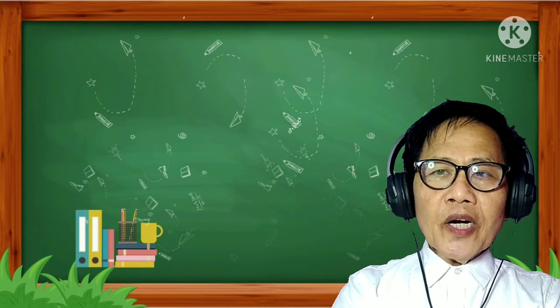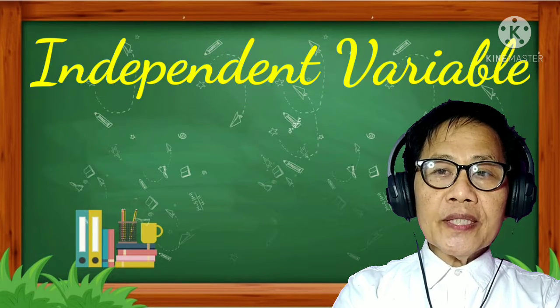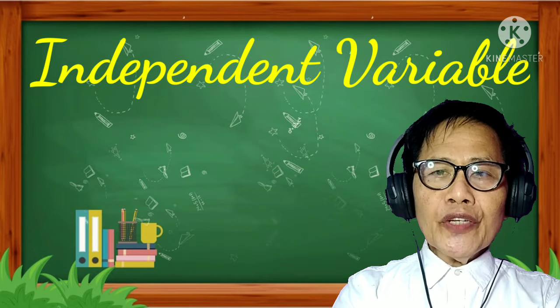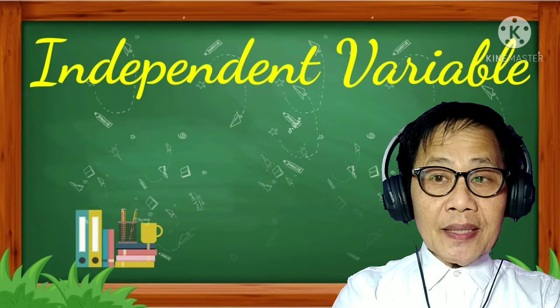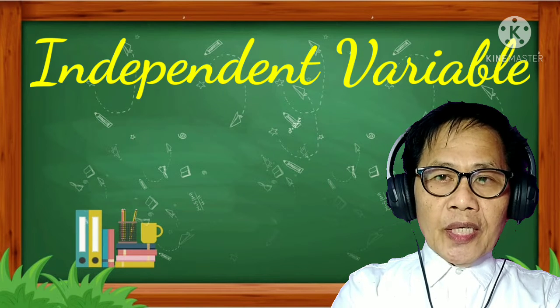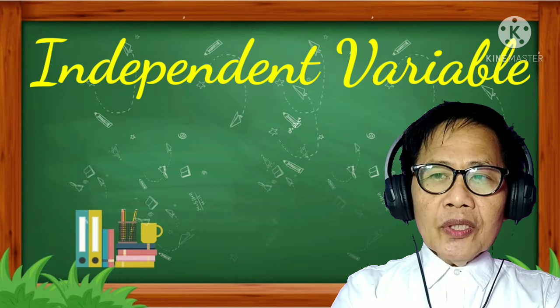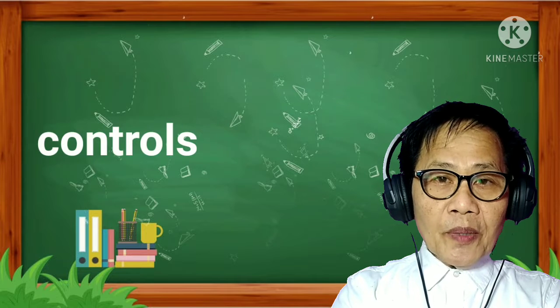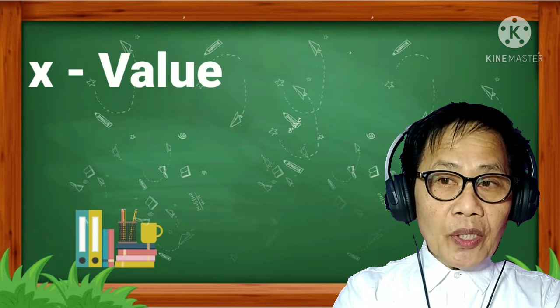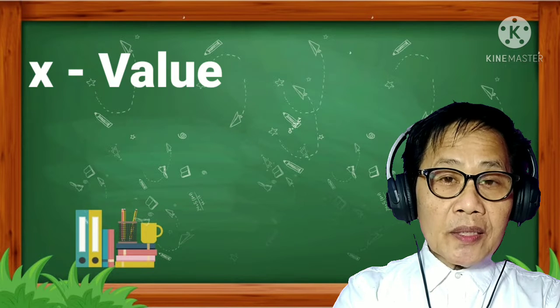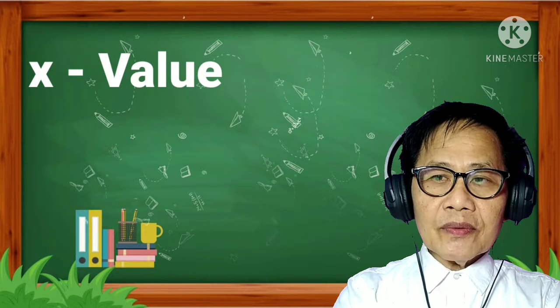While independent variable is a variable that will change by taking on different values. It changes independently. In a relation, independent variable controls the dependent variable. It is generally represented by the x variable, or what is referred to as the x value.